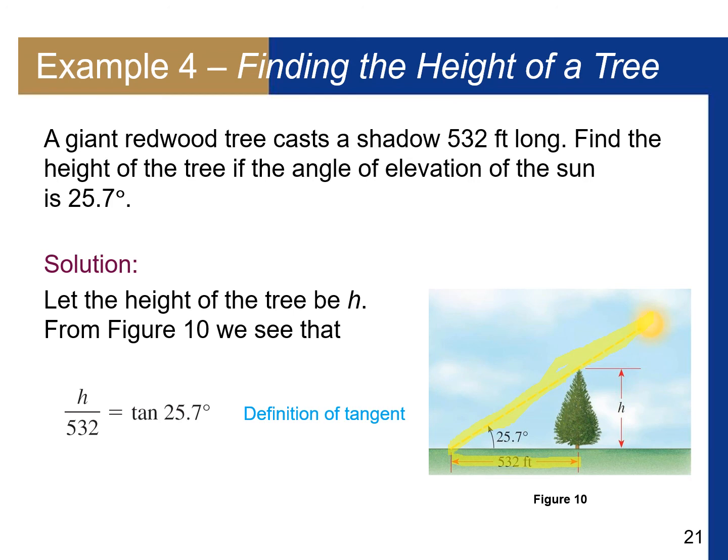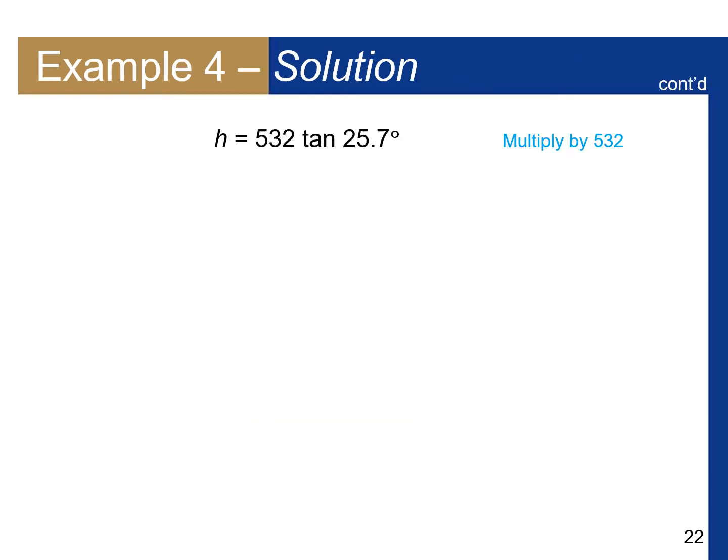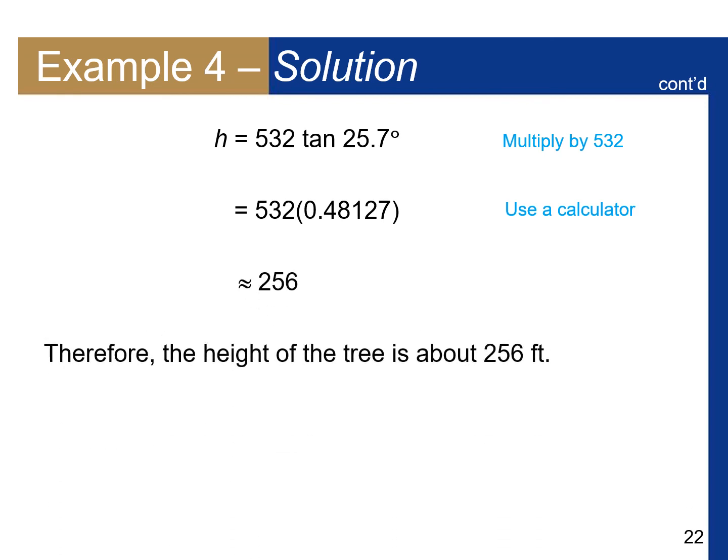We want to find out what the height of the tree is. We know that the shadow is 532 feet. So we want to look at our opposite over adjacent, which would be our tangent. So we're looking for the tangent of 25.7 degrees, which is our opposite, which we don't know, our height, over our adjacent, which is 532. Solve for this. And we'll use a calculator here. So it's approximately 256 feet tall would be the height of the tree.